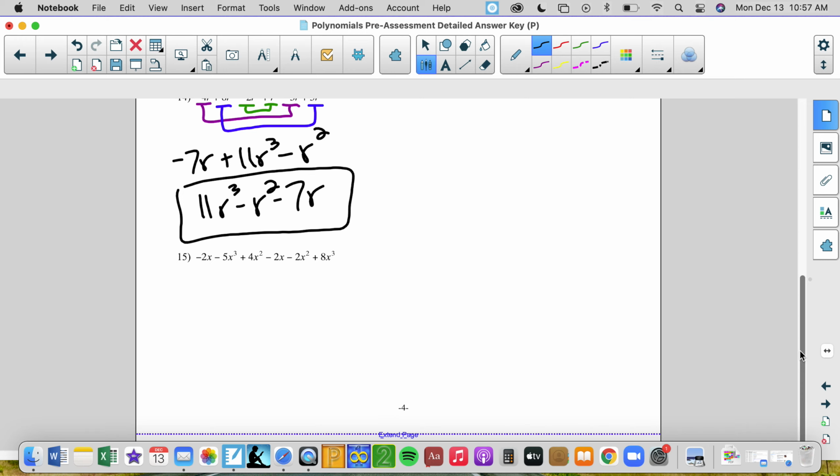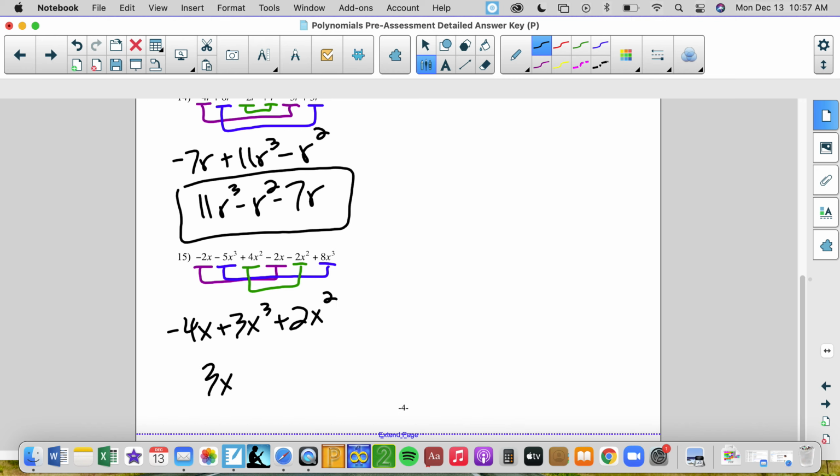And number 15. We got X. We got X. We've got X cubed. X cubed. We have X squared. X squared. Negative 2 and negative 2 makes negative 4x. Negative 5, positive 8 makes positive 3x cubed. Positive 4, negative 2 makes positive 2x squared. That gives us 3x cubed plus 2x squared minus 4x.